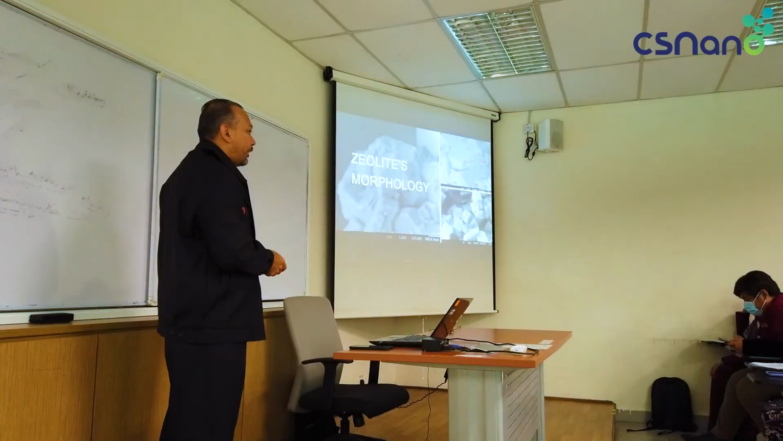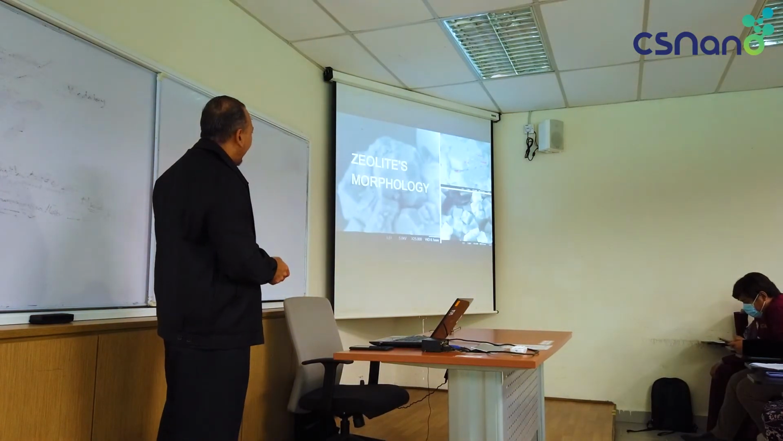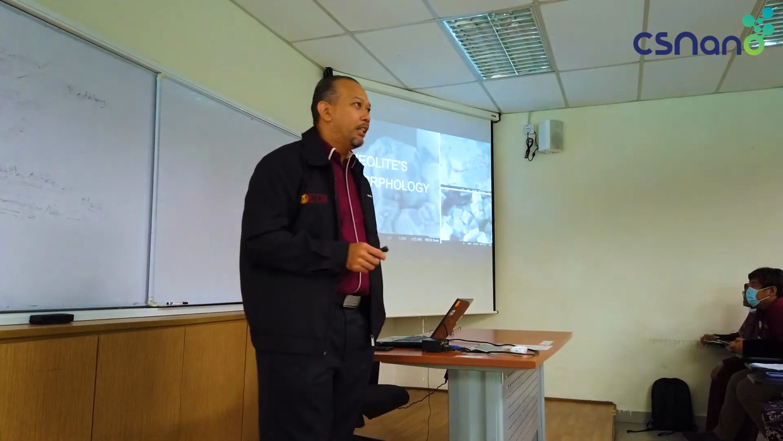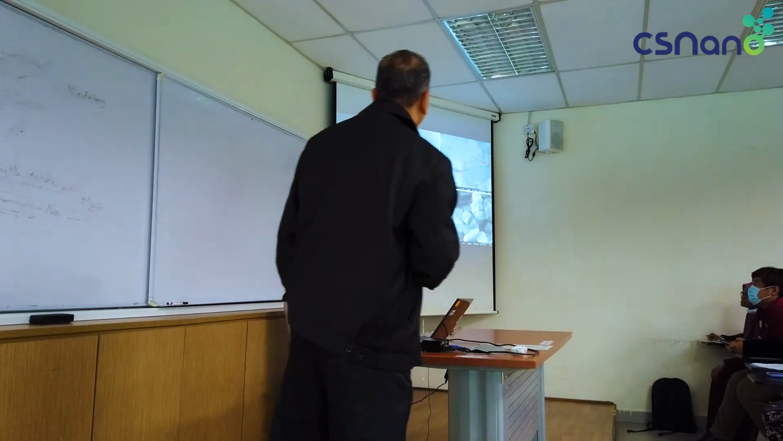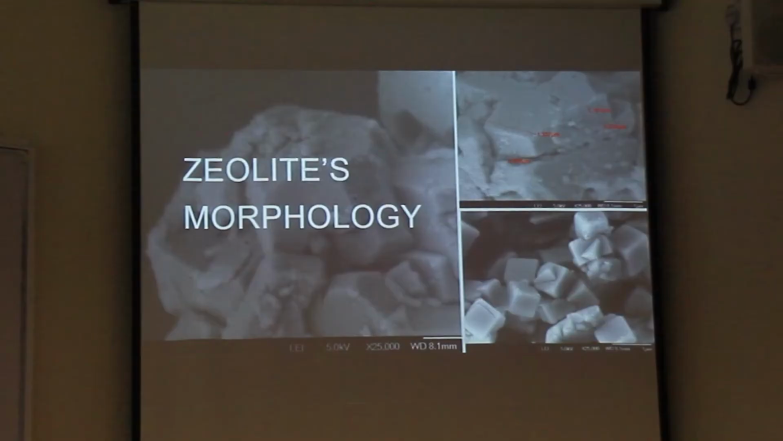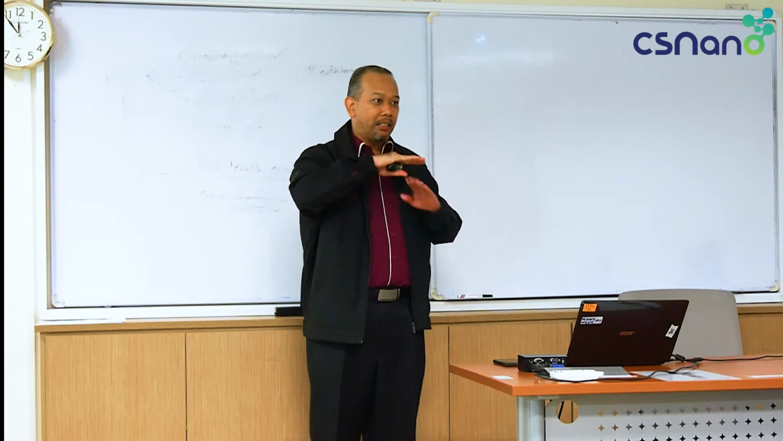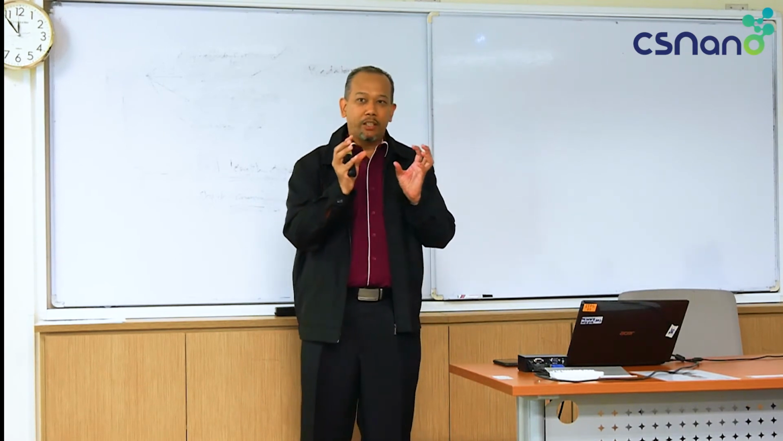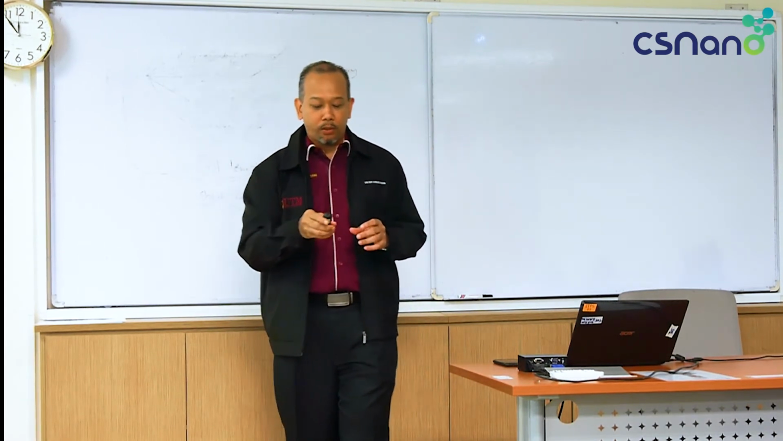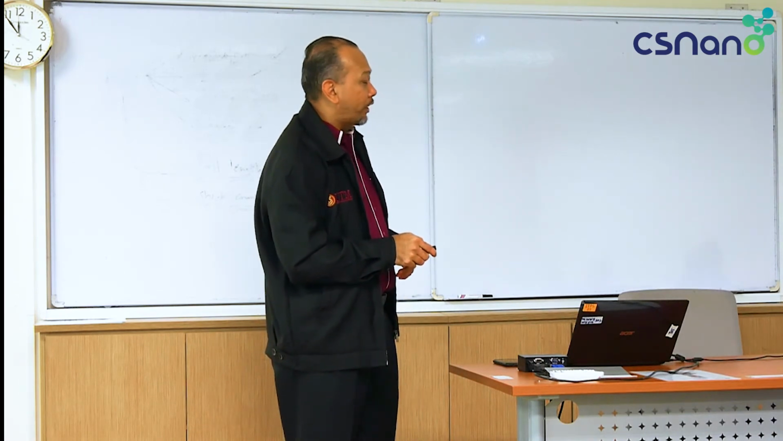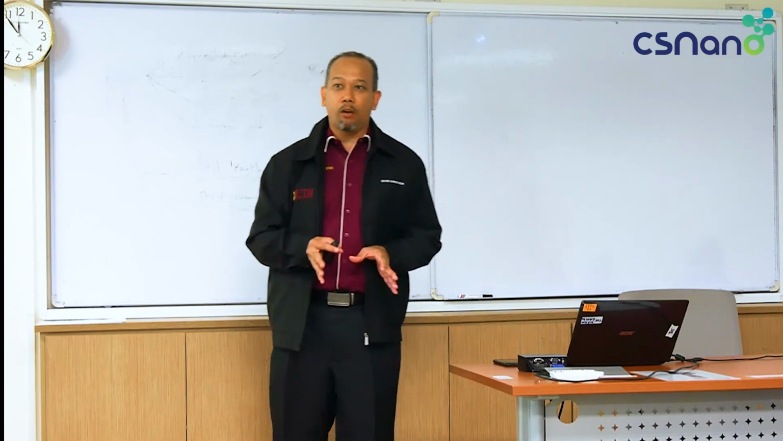So this is zeolite morphology. I got it from Nabihan. Nabihan synthesized this zeolite from kaolinite, and actually we got this zeolite A in the form of a three-dimensional crystal. Kaolinite, the clay, is in the form of layers with no specific structure, but when we synthesize it into zeolite, it is in the form of crystals. So this is one of the unique properties of zeolite.